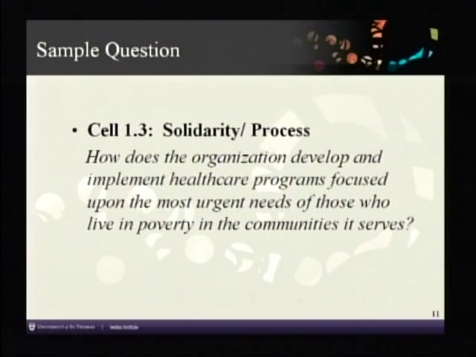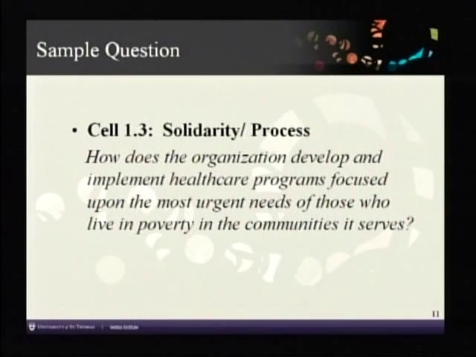Because as you know, as you move from location to location, the composition of that group can change, it can shift. Secondly, the question requires the organization to articulate how it goes about determining what the healthcare needs of that population may be, and how it goes about prioritizing those needs. And then finally, it requires the hospital to articulate how it moves from need identification to the formulation and implementation of programs designed to address those needs.